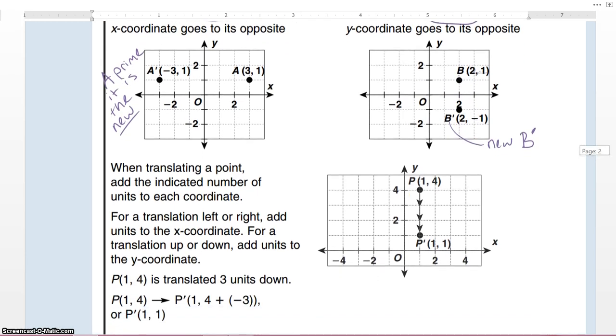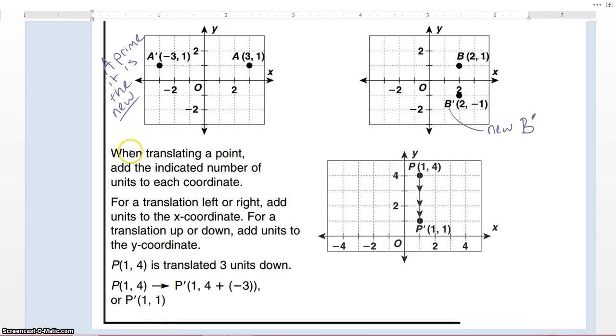Okay, let's look at another one. Here we are translating points and indicated number of units to each coordinate. So for left and right, you add, and I'm going to say or subtract.